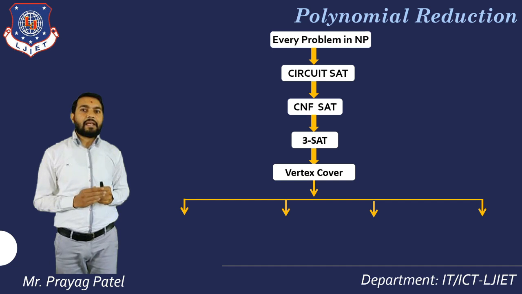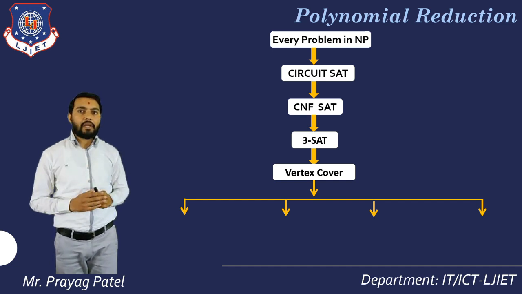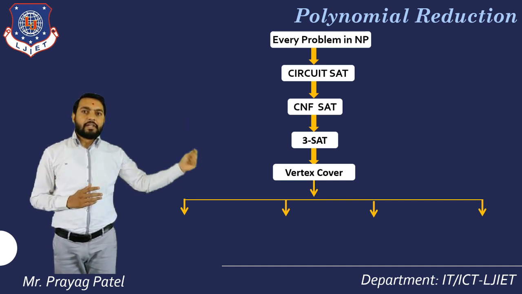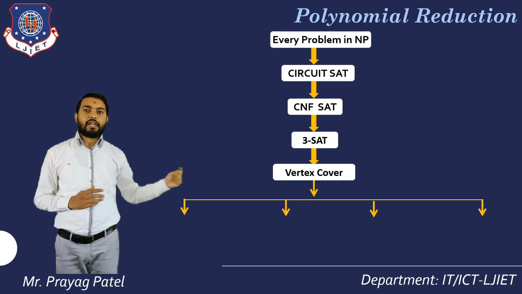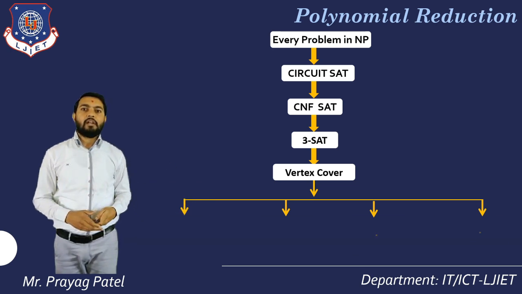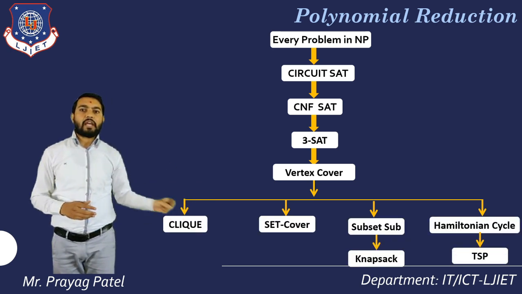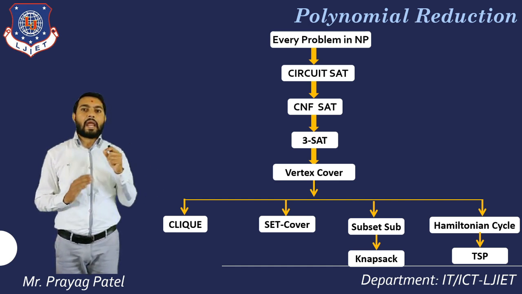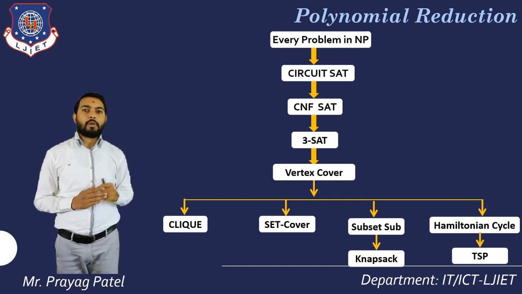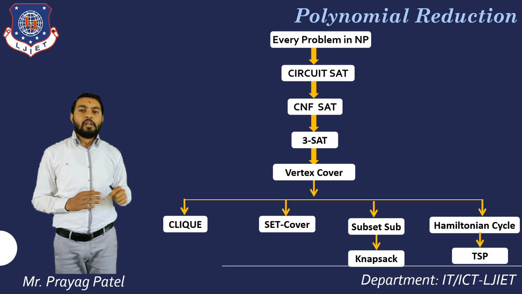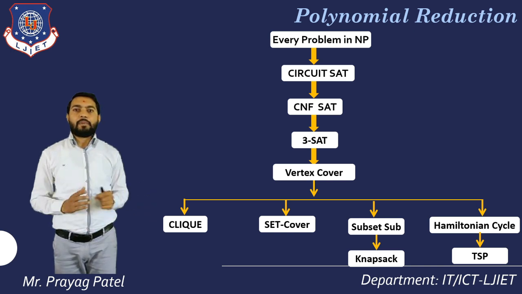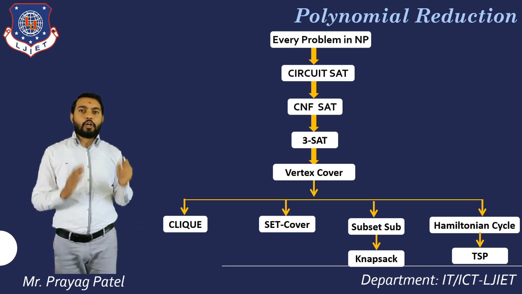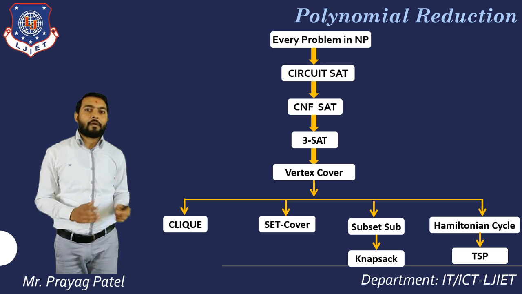But here our steps are like this. First every problem in NP, then circuit set, then CNF set, then convert into 3 set, then convert this into the vertex cover. Then all the remaining steps are considered as different problems that belong to the NP class. So clique problem, set cover problem, subset sum problem, knapsack problem, Hamilton cycle problem, traveling salesman problem. These are all examples of NP problems. So this technique, polynomial reduction, is applicable for this type of problem.